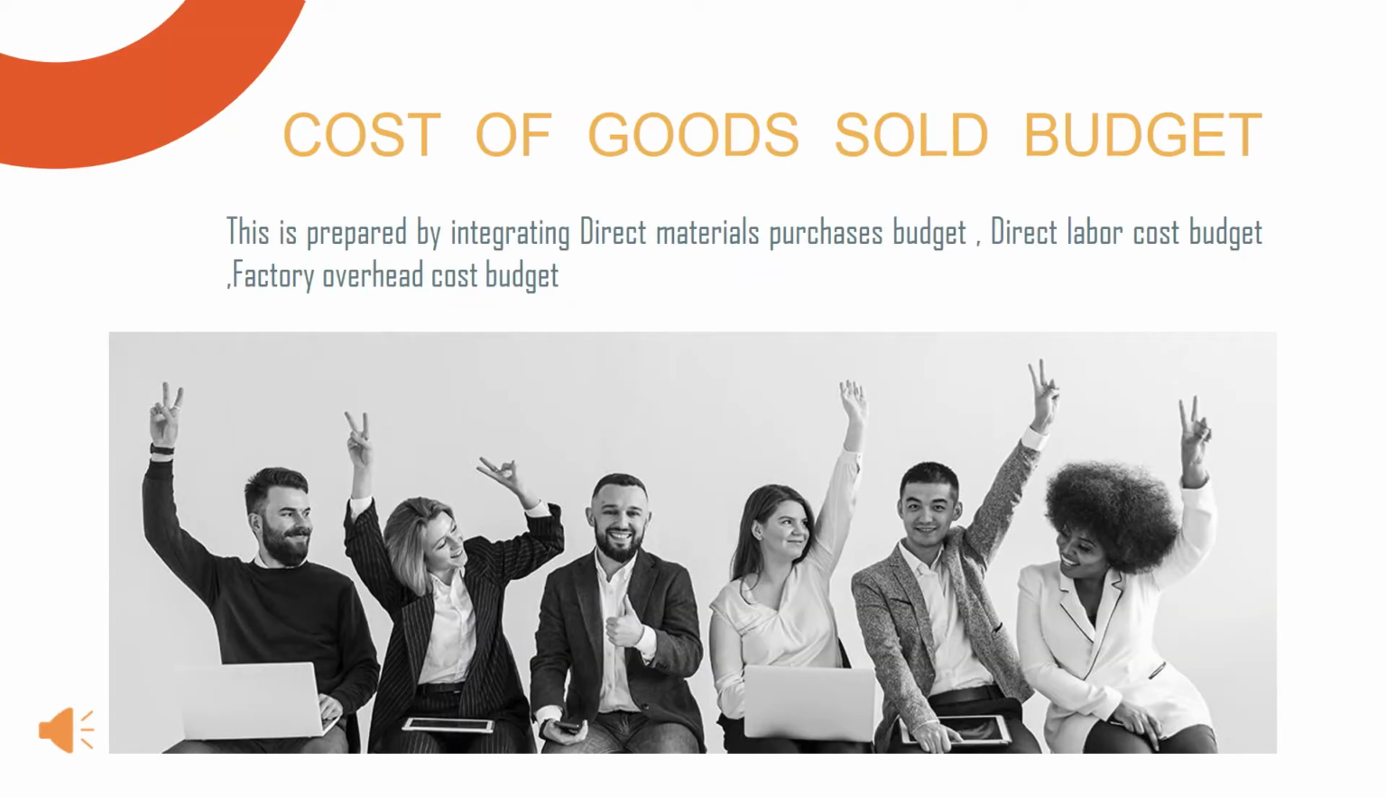In preparing the cost of goods sold budget, you have to integrate the following budgets that my co-reporters already explained a while ago. So you have to get the amounts from your direct materials purchases budget, your direct labor cost budget, and your factory overhead cost budget. So the estimated and desired inventories for direct materials, work in process, and finished goods must be integrated into this budget that we're going to prepare.